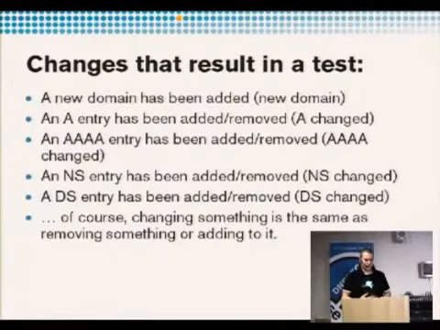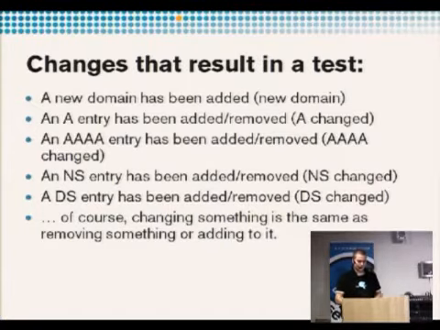For example, if a new domain is added, it's very easy to see when comparing these zone transfers. If you change the glue, for example, you change the IP address of a name server, let's say an A change, or if it's IPv6, it's a quad A change. If you add or remove name servers, that's an NS change. And if you start using DNSCheck and upload keys to us, that's a DS entry change.